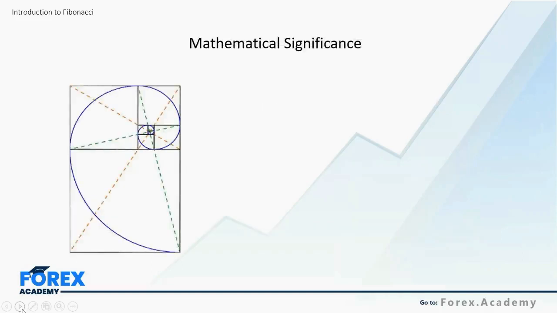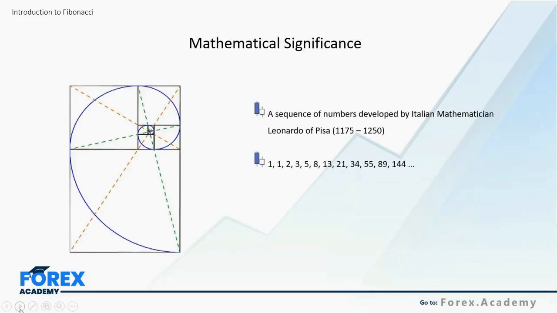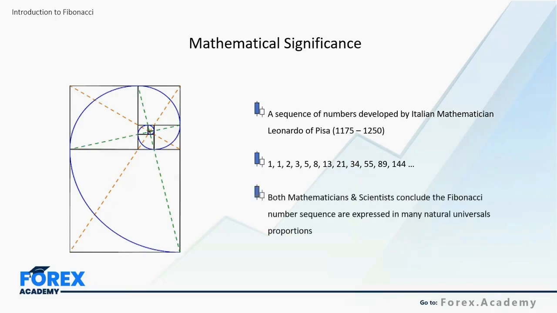The Fibonacci retracement has, of course, mathematical significance. It derives its values from a series of numbers, and these numbers were developed by Italian mathematician Leonardo of Pisa, there in 1175 to 1250. So those are the Fibonacci numbers there, ranging from 1 to 144, and of course they continue in the Fibonacci sequence. They are very significant, and we often see them in many natural universal proportions. Both mathematicians and scientists conclude that they're significant.